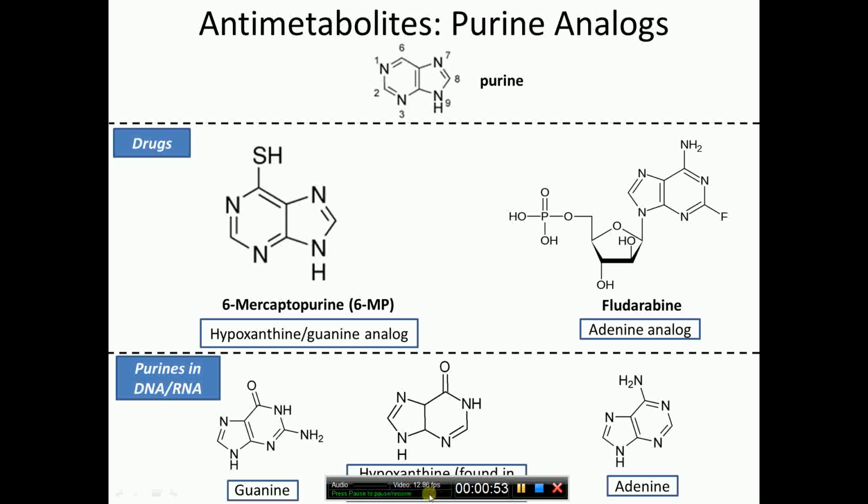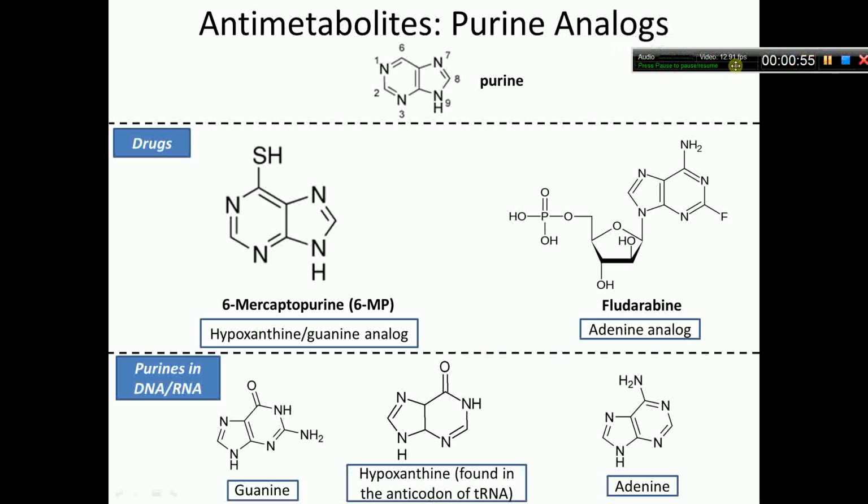Okay, as I mentioned, let me try to move this out of the way here. As I mentioned, we left off with the antimetabolite drugs. Okay, we're going to move on to the purine-like drugs. Okay, hopefully you can see my cursor here. I'm using a software I've never used before.